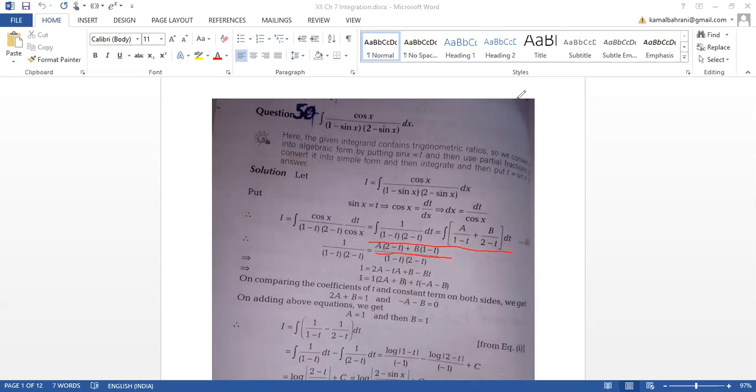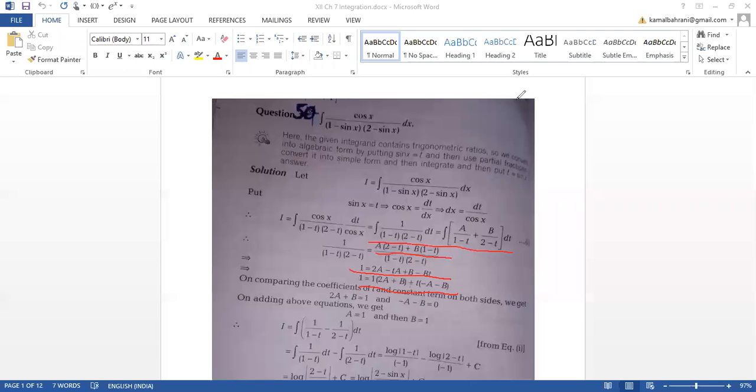Now you equate the numerator. So in equating the numerator, what are you going to get? 1 is equal to 2a minus a into t plus b minus bt. Just see, if we take t common, we will get (minus a minus b) t and 2a plus b.